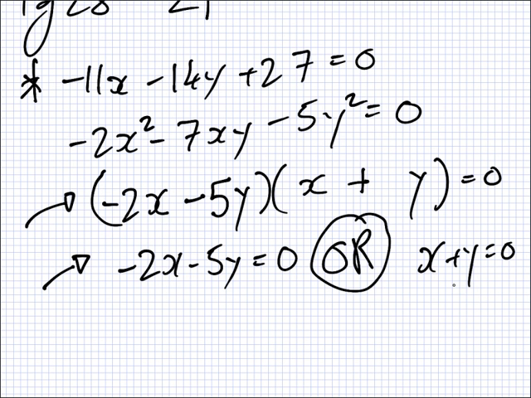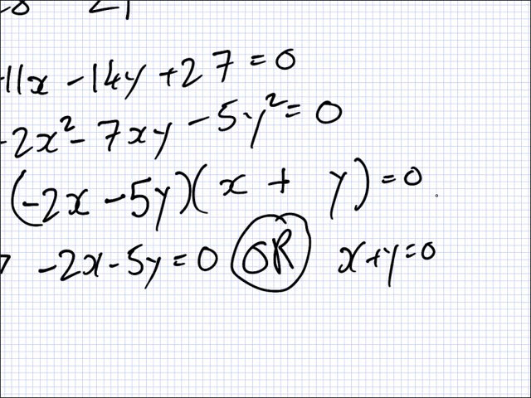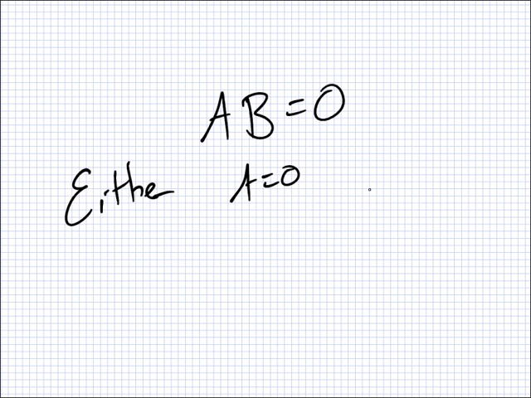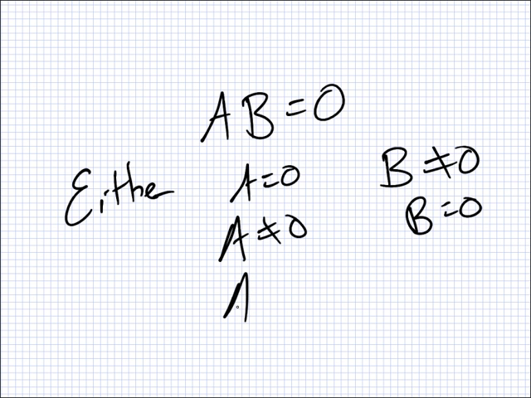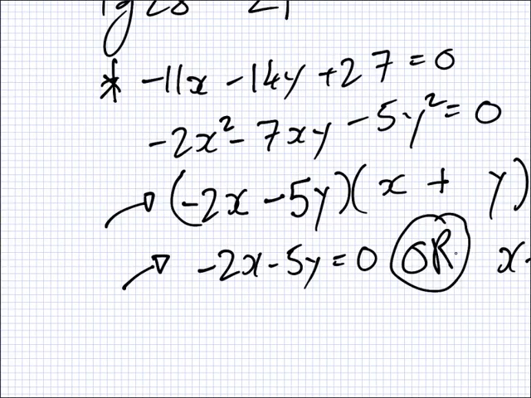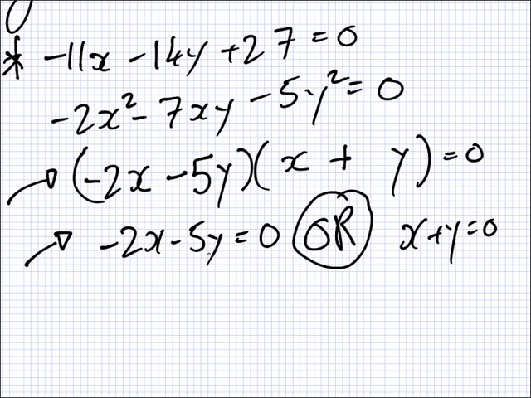Now, can you see why that's the same statement? If I tell you I have two numbers, A and B, and when you multiply these two numbers, you get 0, what do you know about these? Well, it must mean that either A is 0 and B is not 0, A is not 0 and B is 0, or both. A and B could both be 0. So that's the logic here. Maybe this is 0 or this is 0, or potentially both could be 0.